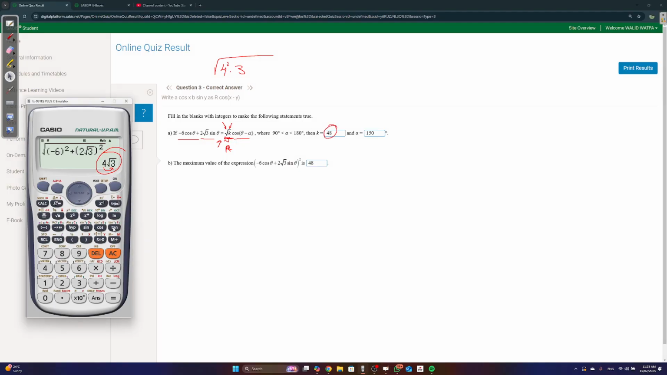We do shift tan of b over a, so 2 root 3 over minus 6. 2 root 3 over negative 6, you get negative 30. But what's the problem? It doesn't fit in the domain, right? So if you put negative 30, it's wrong. We're doing tan, right? We got that alpha is equal to tan inverse equals negative 30. When you're doing tan, what's the second solution? Always 180 plus your first solution. So you get 150 degrees.